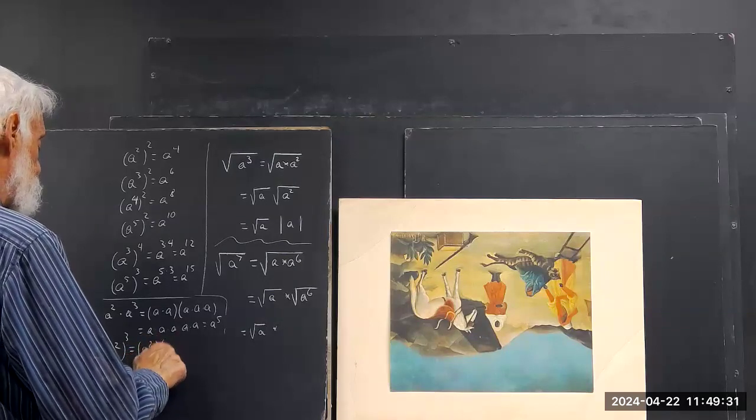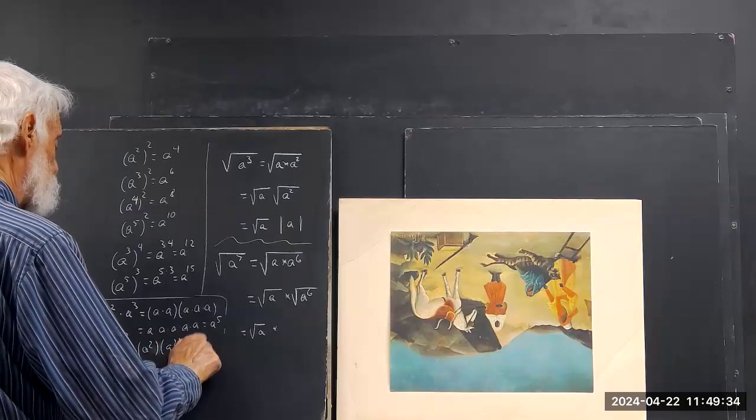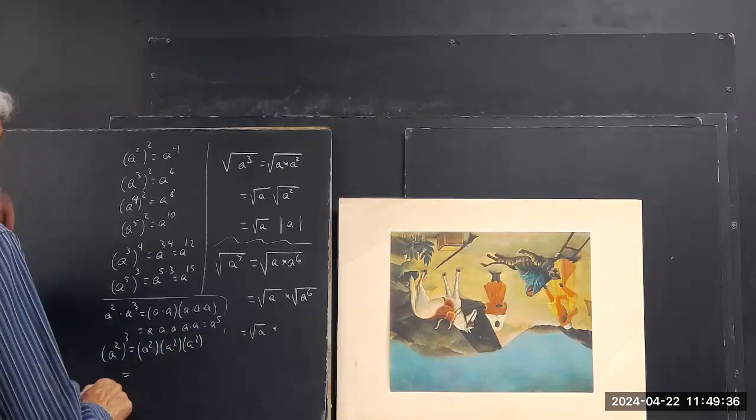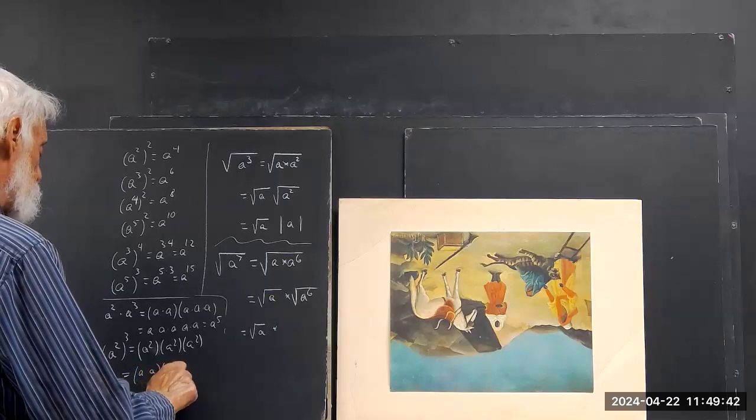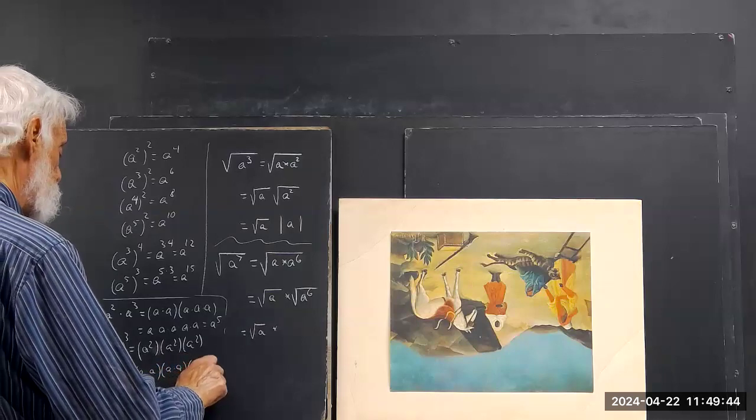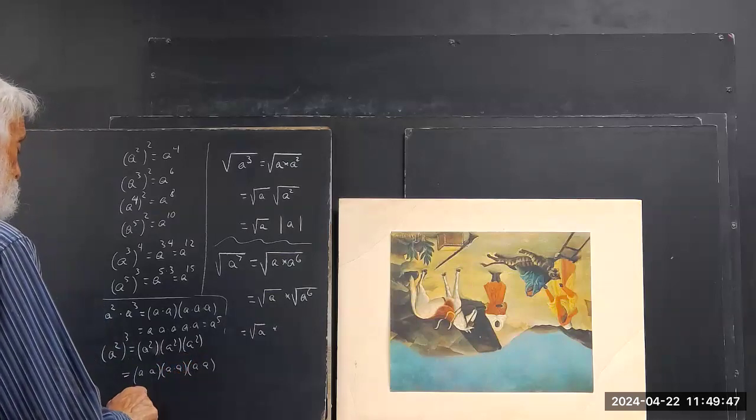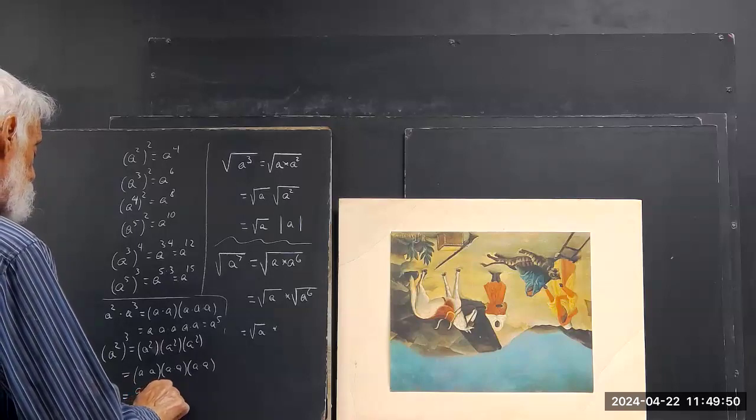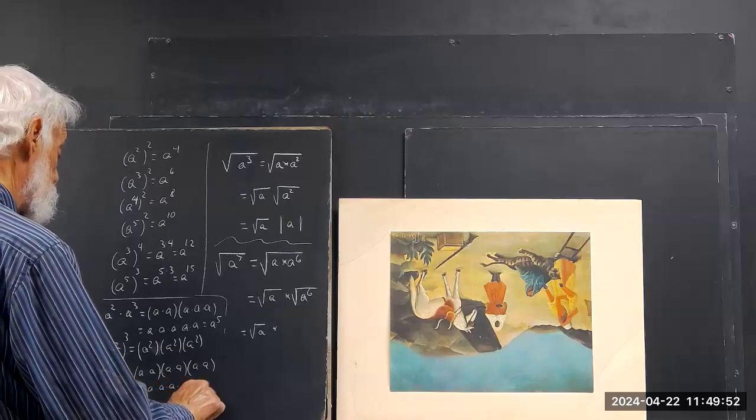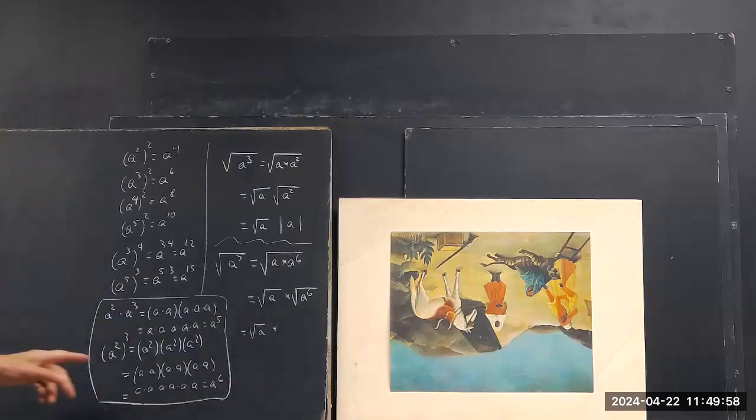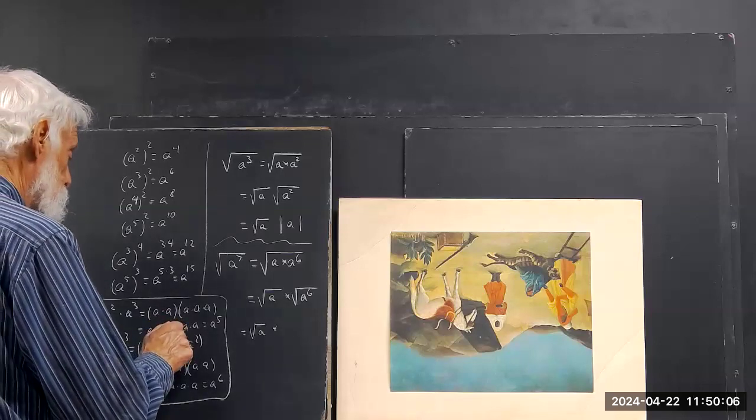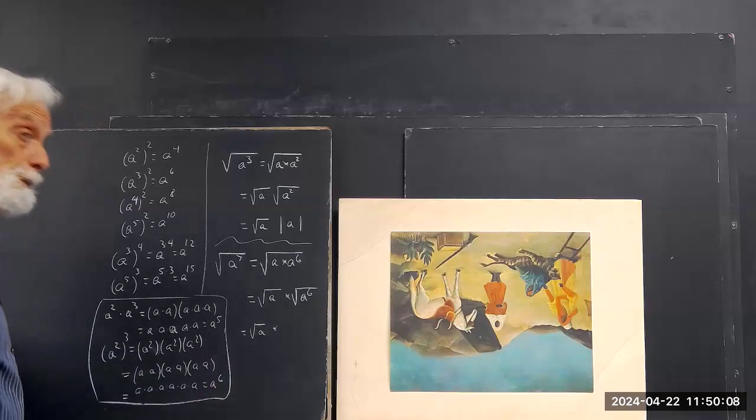A squared cubed means, let's write it out. A squared times a squared times a squared, which equals a times a multiplied by a times a multiplied by a times a, which equals a times a times a times a times a times a, which is a to the sixth.